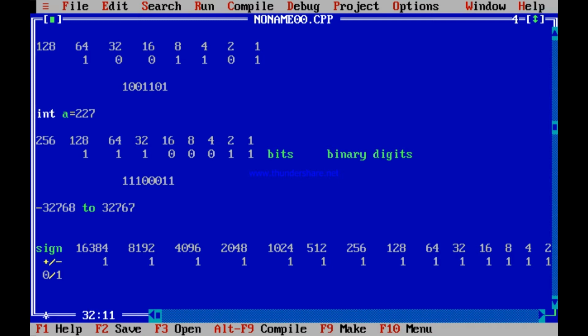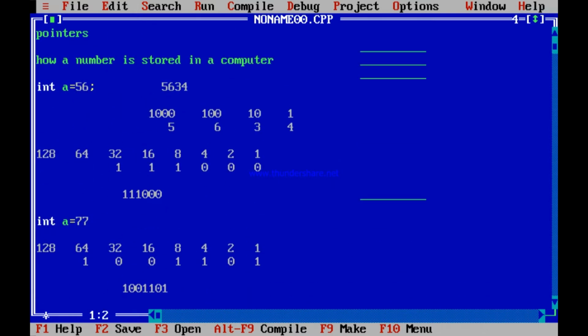So see, if now you are told to fit 32768, can you fit? You cannot fit because there are no more bits left. It is only 16 bits that an integer is allowed. So why 16 bits? Because each memory location is of 8 bits. If you use two memory locations of 8 bits each, then you are using up 16 bits. So whenever you write int A, two memory locations are occupied. Any integer you specify means you are using up two memory locations.